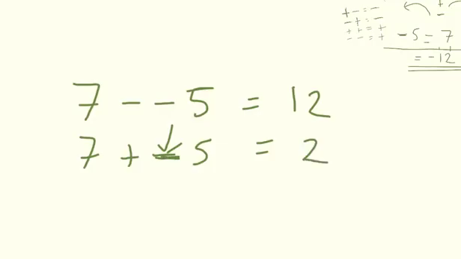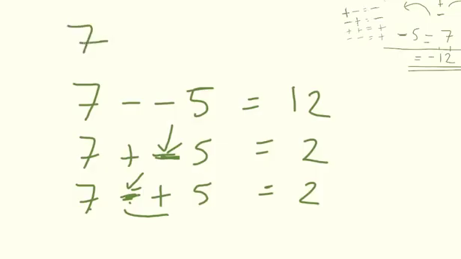equals 2. You may have 7 negative plus a positive 5. Again, if it's a negative and a positive, the negative dominates, so 7 minus 5 equals 2. And then if you have 7 plus 2, it will give you 9.